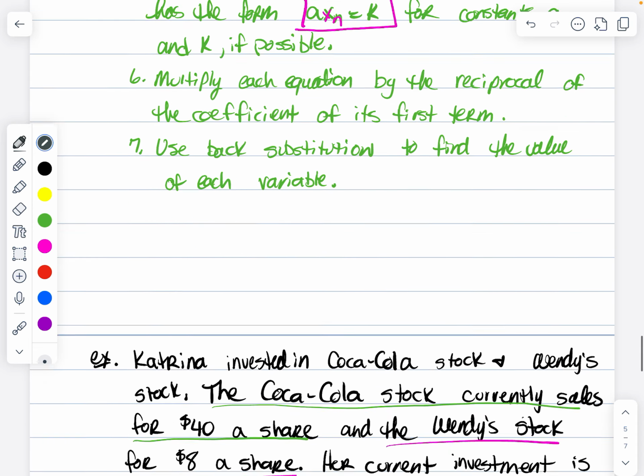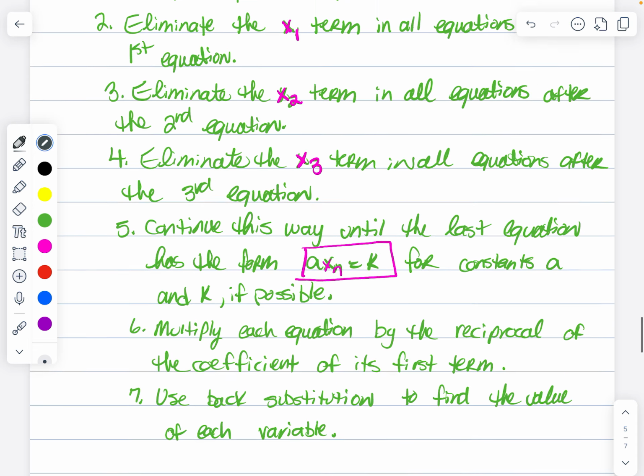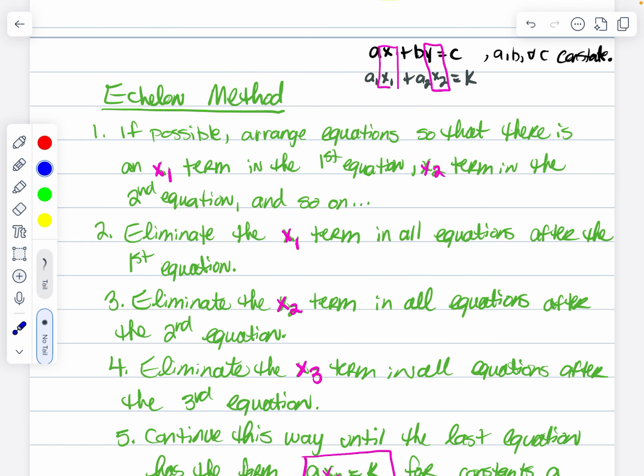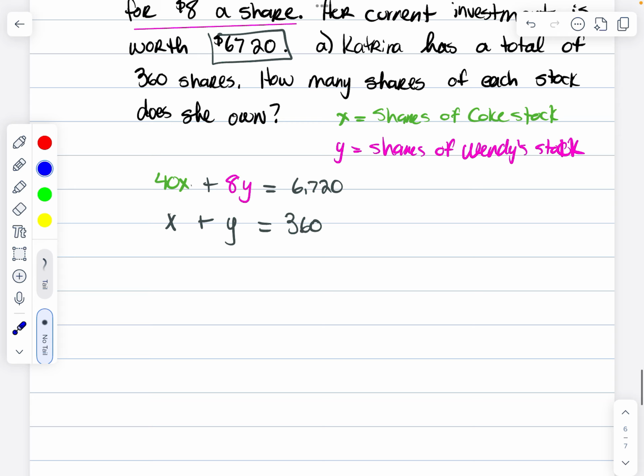Now, remember, we want to basically get rid of the X2 because it says, if possible, arrange equations so that there is an X1 term in the first equation, X2 term in the second equation, but eliminate the X1 term in all equations after the first equation. So the question is, how can we eliminate this X term in the second equation? With this in mind, we have to think about adding these two equations together and what could possibly happen that will eliminate our X term.